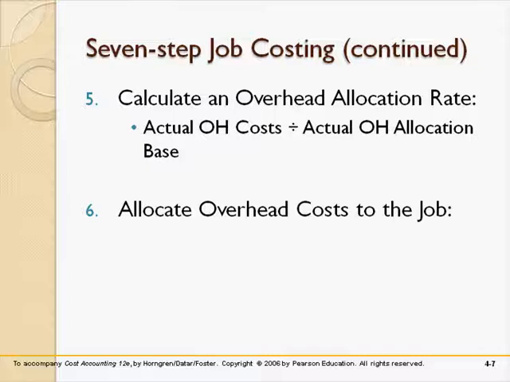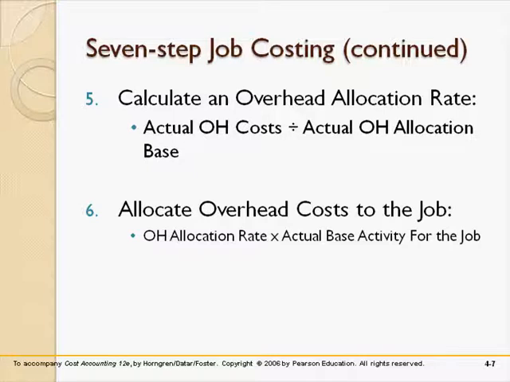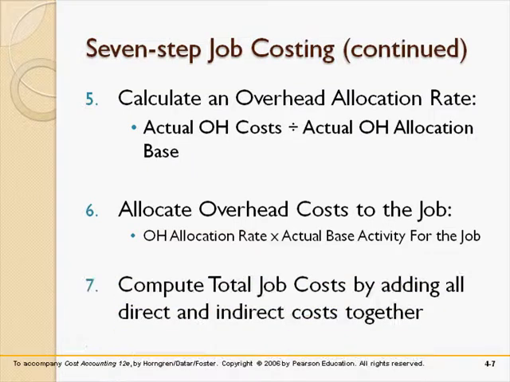It's step 6, we allocate the overhead cost to the job. We do that by taking the overhead allocation rate times the actual base activity for the job. Then, step 7, we compute the total job cost by adding all of the direct and indirect costs together.